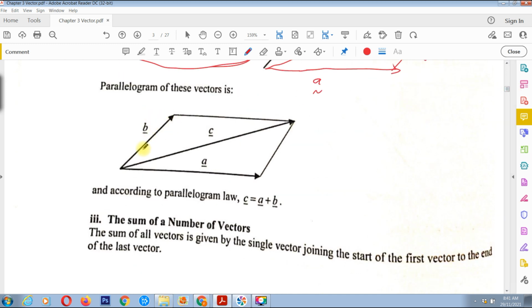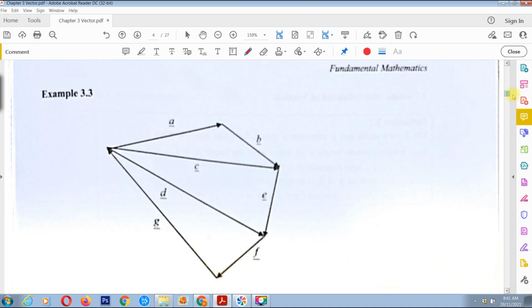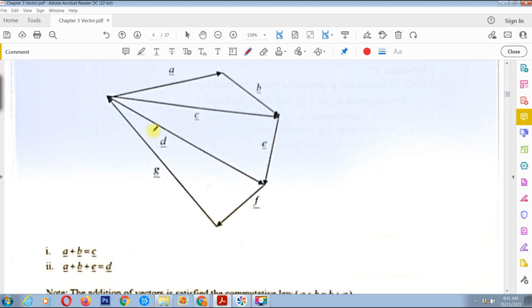We have this kind of diagram, parallelogram, which satisfies this law. The sum of a number of vectors, the sum of all the given, joins the start of the first vector to the end of the last vector. So now we need to identify what is A, B, C. For example, A plus B, so this is C. A plus B plus C equals D. So A plus B plus E equals E.